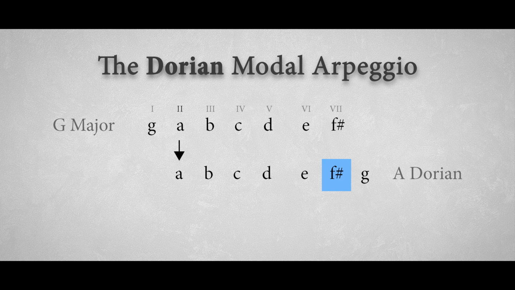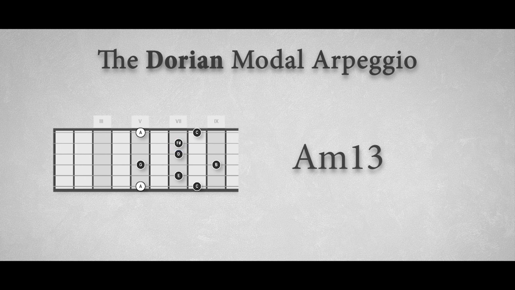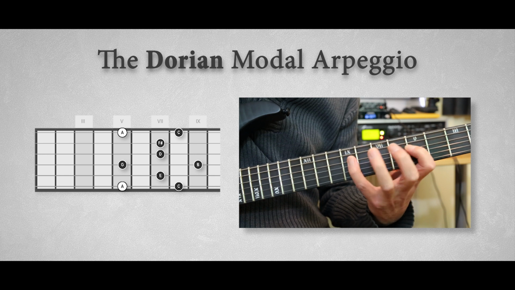The raised sixth, the F sharp in A Dorian, is the characteristic note in this mode. Now let's have a go with this arpeggio. Now pay attention to the F sharp in this arpeggio. It's the raised 6th degree and the characteristic note in the A Dorian mode. Especially this note will make this arpeggio sound modal. So this arpeggio results in a Dorian modal sound.